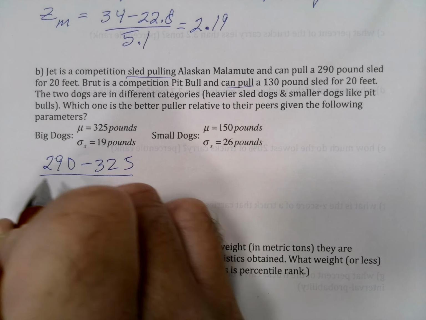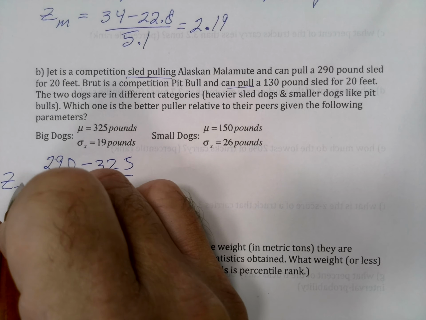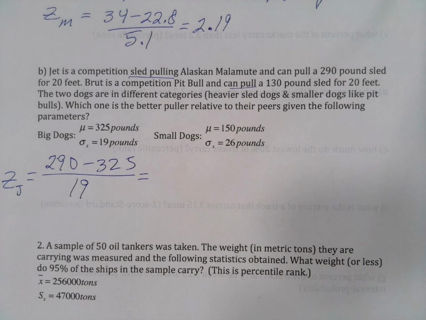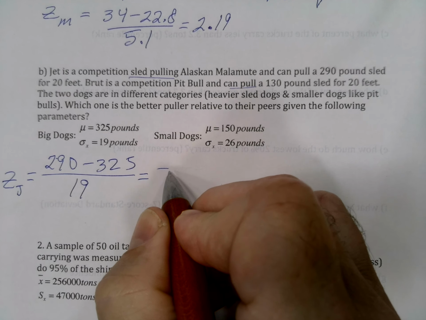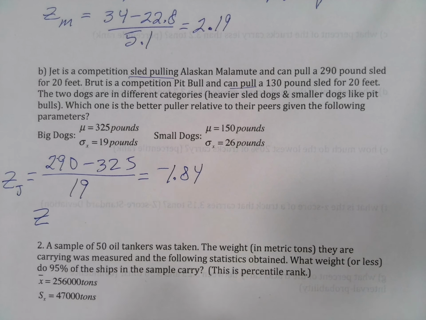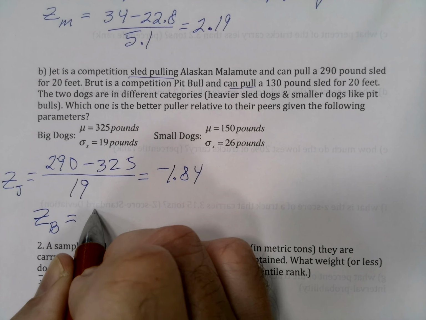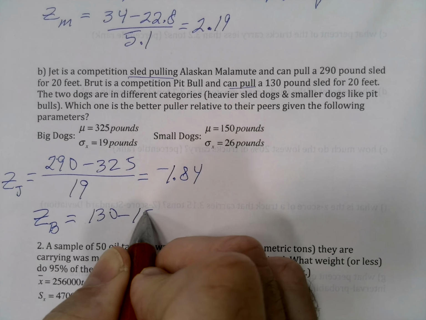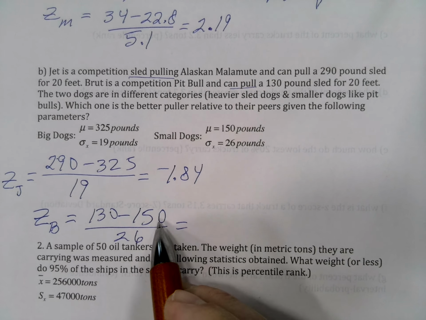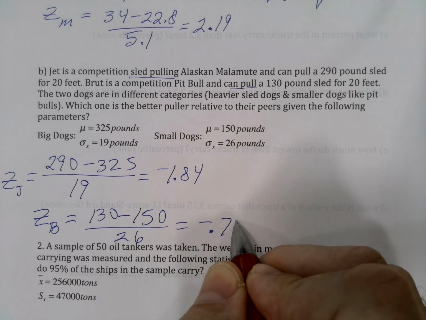Subtract the 325. Sorry, z for Jet. Divide by 19, and you will get negative 1.84. The z-score for Brute is 130 minus 150 over 26. So minus the mean divided by standard deviation, and you'll get negative 0.77.